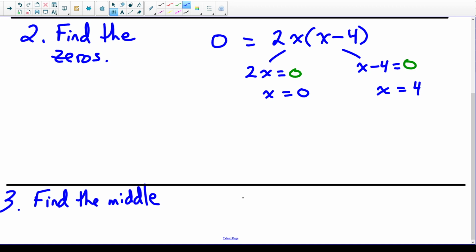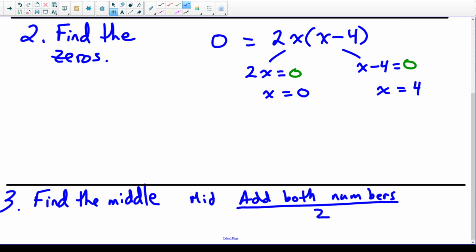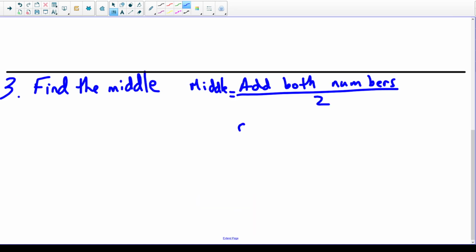And the formula is add both numbers and divide by 2. And that's going to give you the middle point. So if we add 0 plus 4, divided by 2, we get 2. And I like to call that x mid because it is an x value, but it's the middle of the 2 points.